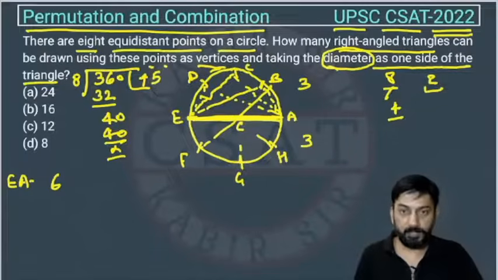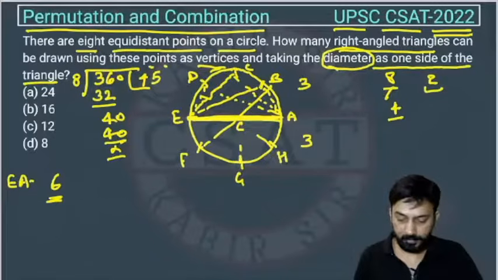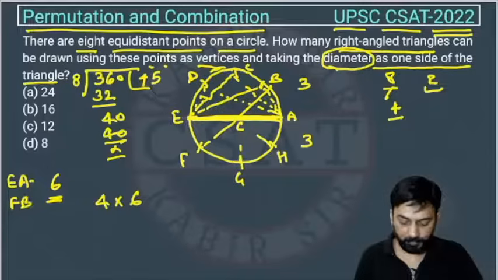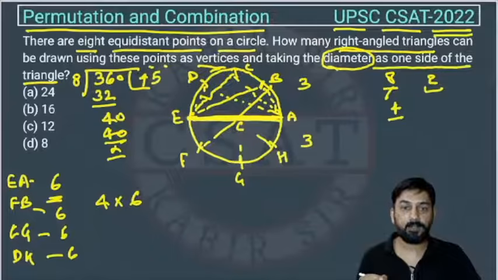So with 4 diameters, and with each diameter we get 6 right angle triangles, with 4 diameters we will get 4 into 6. Otherwise, if you are not getting this, suppose you take FB as the diameter, then again 6. If you take CG, again 6, and if you take DH, there will again be 6 right angle triangles. So you can add them and we will get the total.